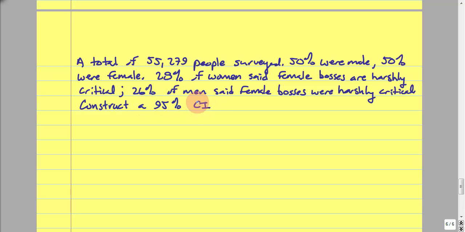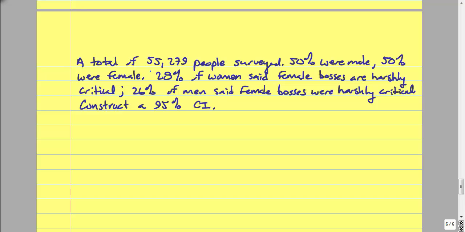Basically what we want to do is estimate the difference between the proportion of women and the proportion of men who said that female bosses are harshly critical. And then we want to figure out if the proportions are statistically significantly different. So in this particular case, since we started with 55,279 and we were told that 50% are men and women, if we want to use our calculator for this, we need to figure out what 50% of this number is.